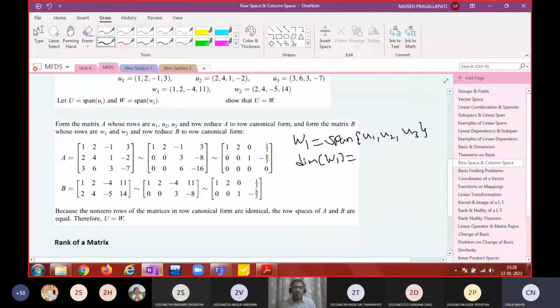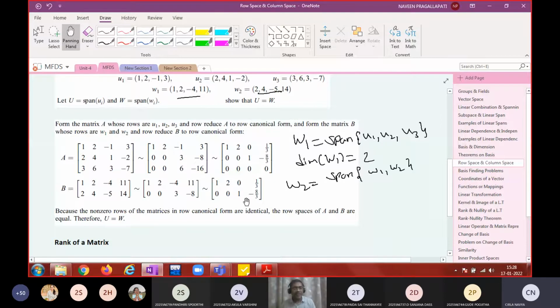2. Similarly, if I say W2 is equal to the span of small w1 and small w2, these are the vectors. You put them into vectors again: 1 2 minus 4 11, 2 4 minus 5 14. Okay, you convert this into echelon form.